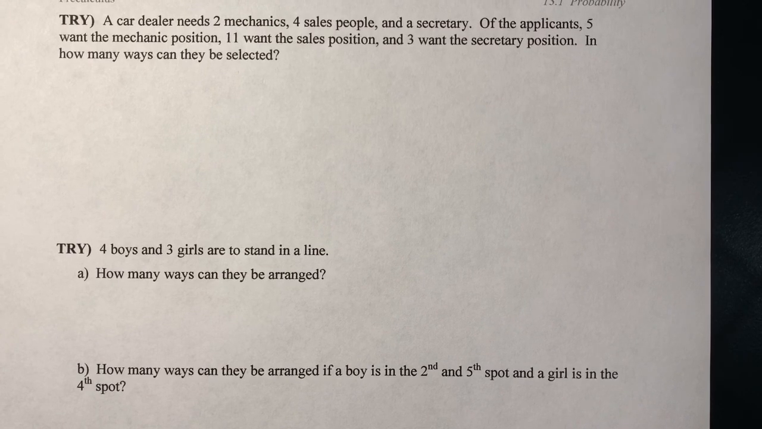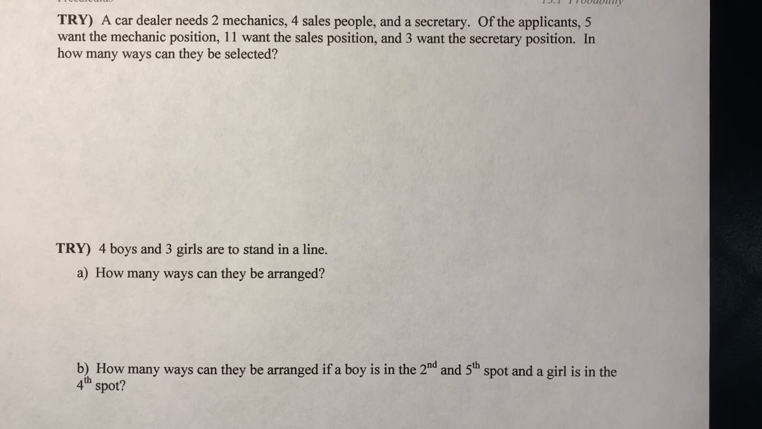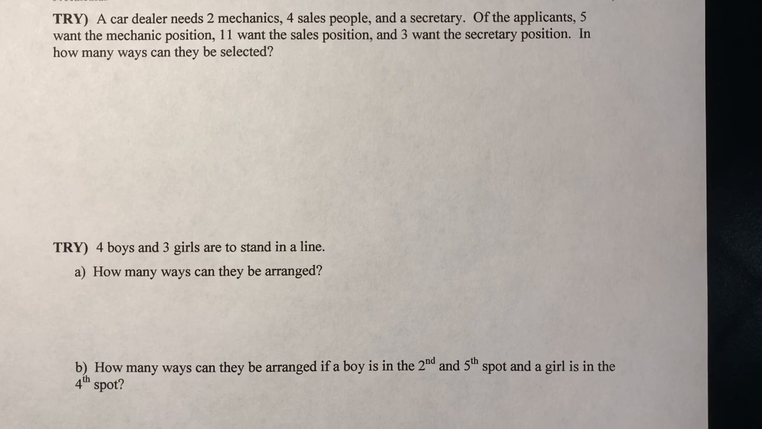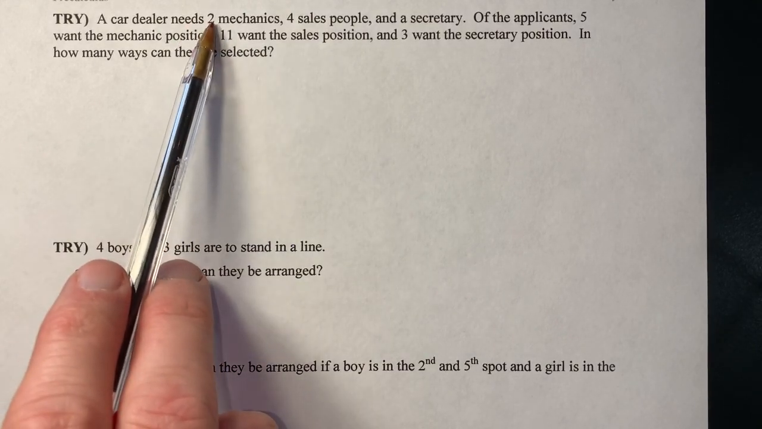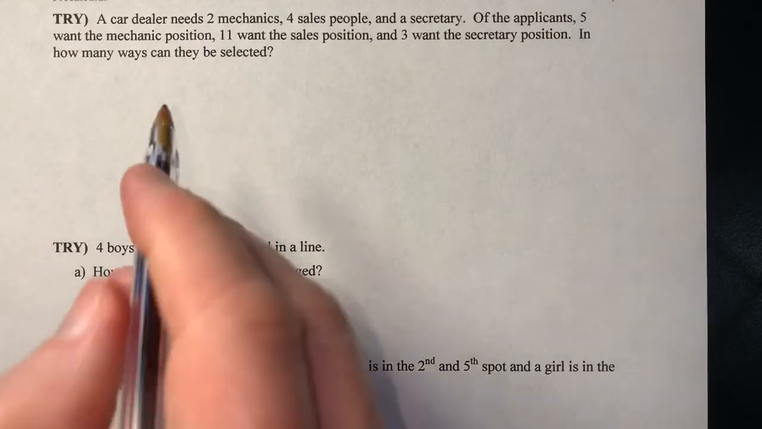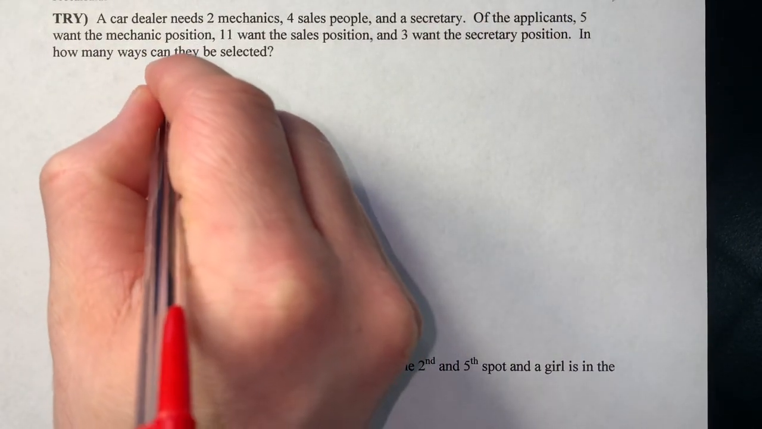A car dealer is going to be hiring 2 mechanics, 4 salespeople, and a secretary. 5 people are applying for the mechanics position, 11 for sales, and 3 for secretary. In how many ways can they be selected? Okay, now they're not being put in any particular order. We are just selecting these people. Okay, so this is like selecting the DVDs on the previous page. So we need to know first, how many ways can we select our mechanics? So we're hiring 2 mechanics. There are 5 applicants for mechanics. So that's 5C2.